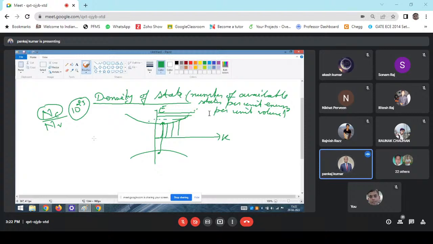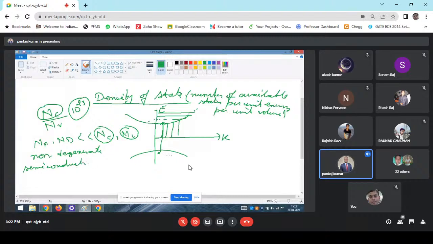So if Na and Nd are much less than Nc and Nv, where Nc is the density of states in the conduction band and Nv is the density of states in the valence band, then this type of semiconductor is called a non-degenerate semiconductor.